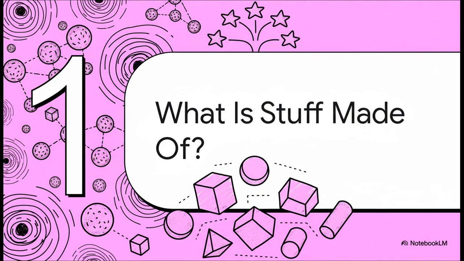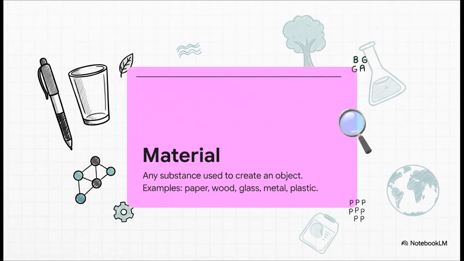Okay, so let's start at the very beginning, the most basic level. Before we can sort anything, we kind of need to know what it is. So, what is all this stuff all around us actually made of? Well, the simplest answer is material. A material is basically any substance that's used to make an object. Just think about the pen in your hand, or maybe the cup on your desk. The plastic, the metal, the ink, the glass, yep, those are all material.